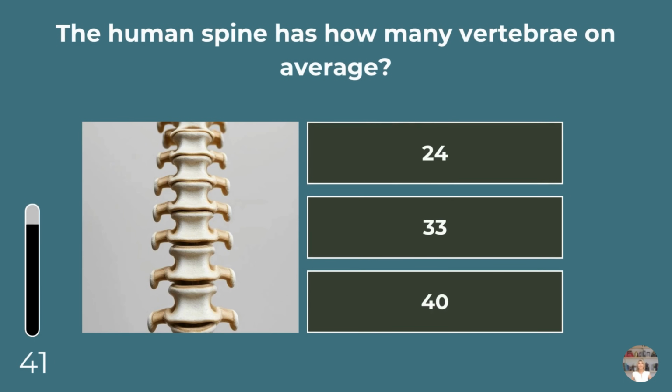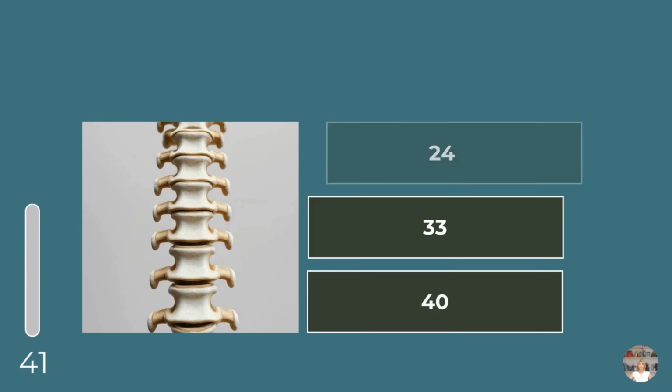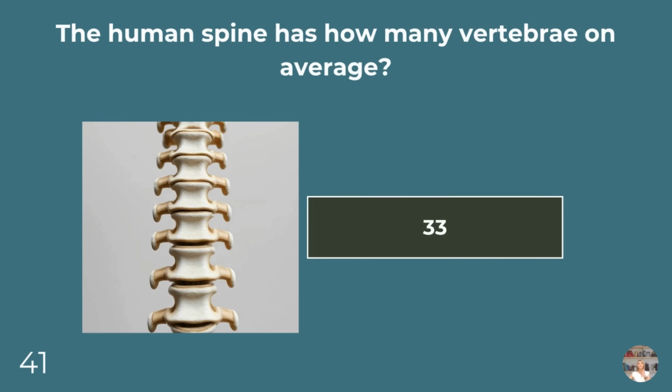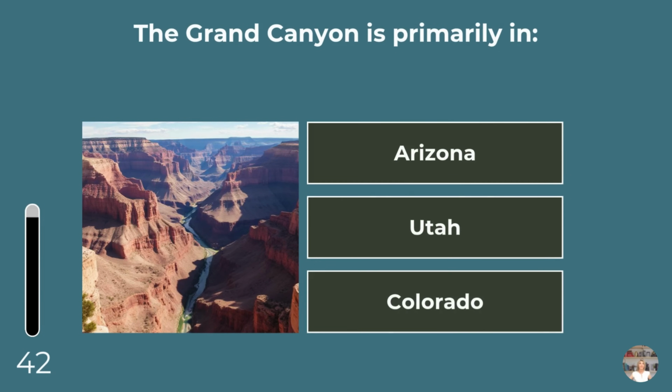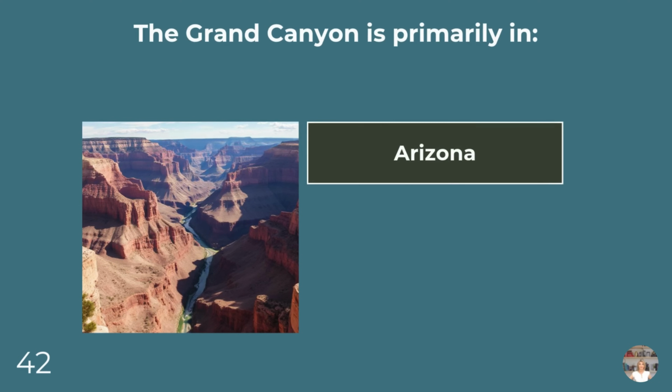The human spine has how many vertebrae on average? 24, 33, or 40? 33. The Grand Canyon is primarily in Arizona, Utah, or Colorado? Arizona.